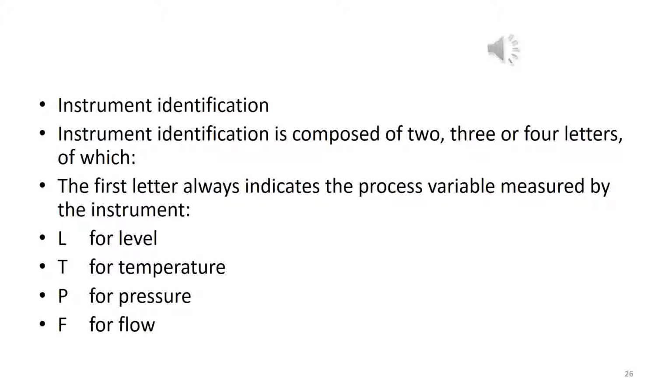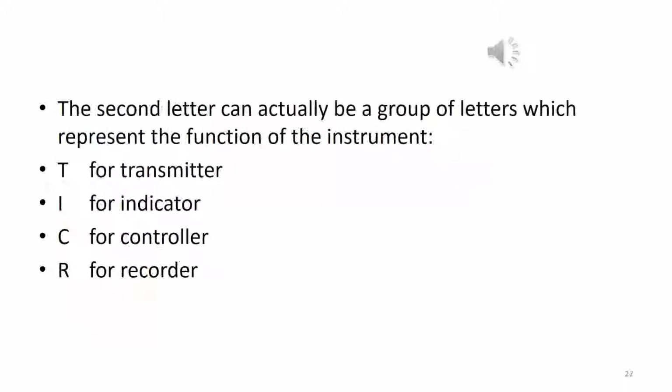Instrument identification is composed of 2, 3, or 4 letters, of which the first letter always indicates the process variable measured by the instrument. L for level, T for temperature, P for pressure, F for flow. The second letter can actually be a group of letters which represent the function of the instrument. T for transmitter, I for indicator, C for controller, R for recorder.